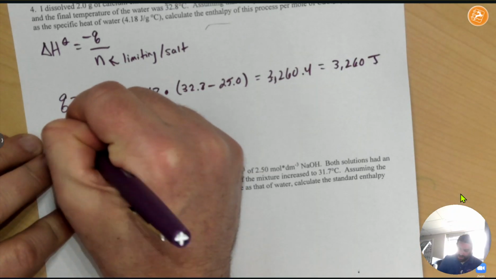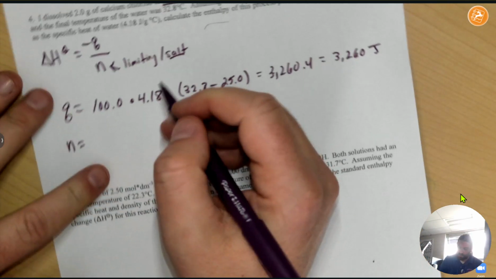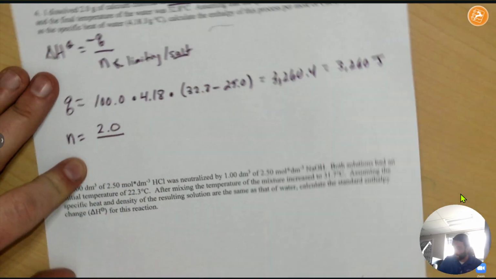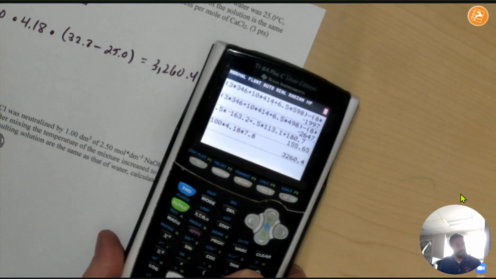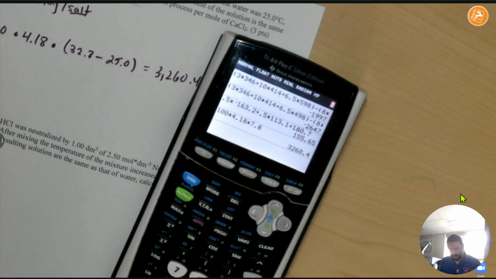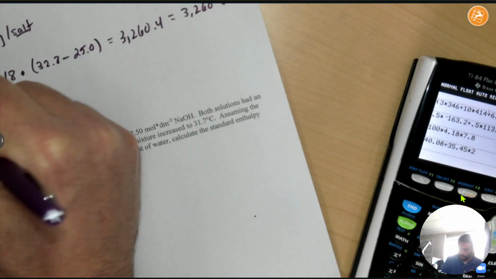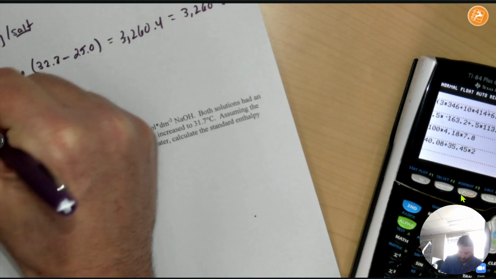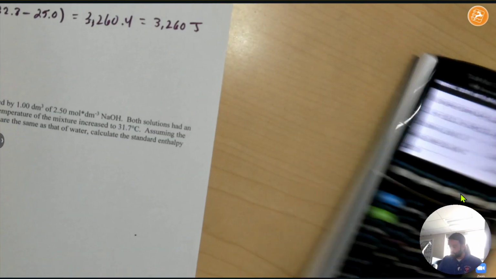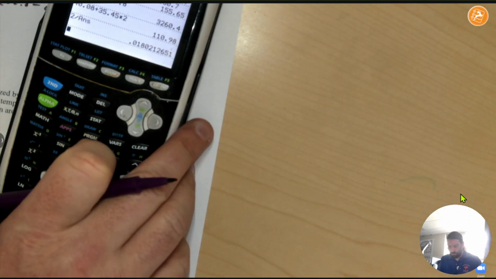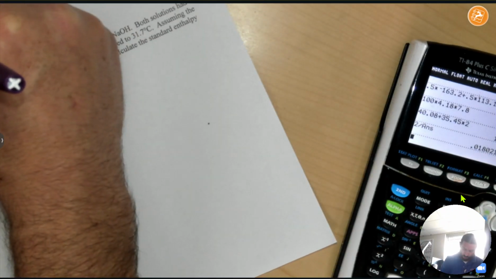Now for the N bit, that's the number of moles of the salt. So I had 2 grams of calcium chloride. To calculate the number of moles, you divide by the molar mass. So the molar mass of calcium chloride, calcium is 40.08 plus chlorine 35.45 times 2. So that's 110.98 grams per mole. So 2 divided by that gives me 0.018 moles.